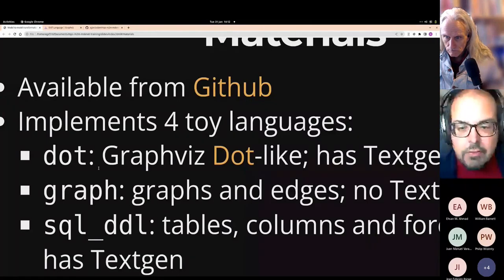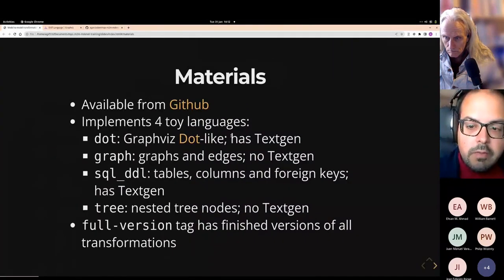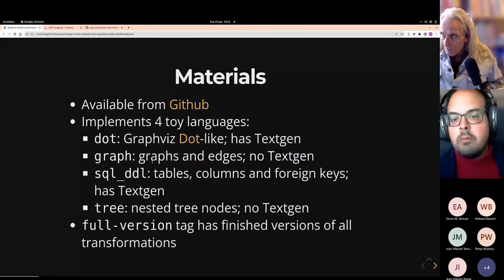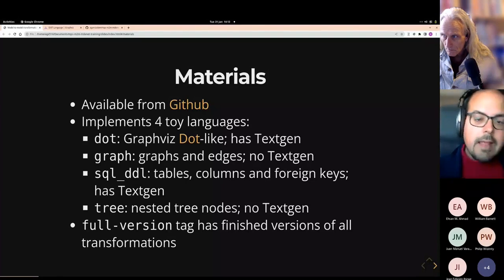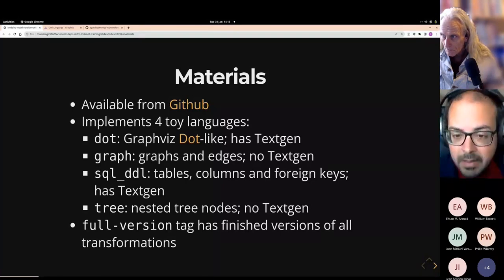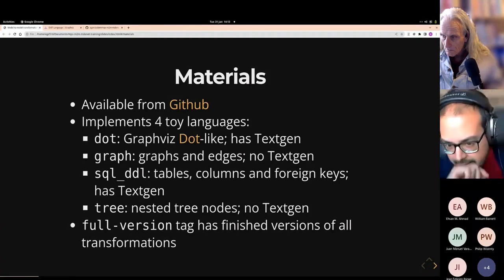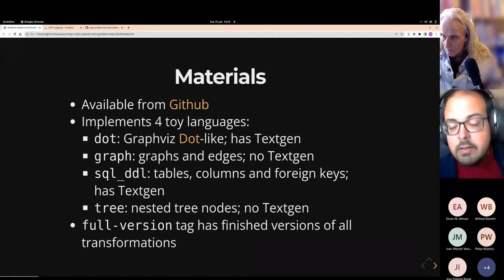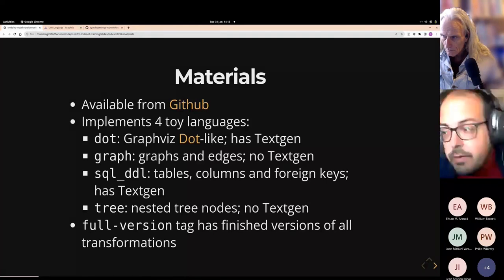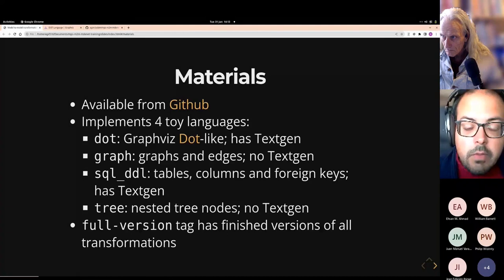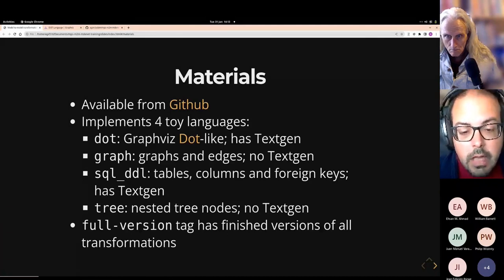It's a heavily simplified version of it, which has its own text generation component. There is a graph language that just has the concepts of graphs and edges, and it doesn't have any text gen. There's one language for describing the structure of a database with tables, columns, and foreign keys, and it has text generation. Not sure if we will be able to go through this one in the given time, but maybe we have some extra time that we can actually go through this one. And there's a tree language, which is just nested tree nodes, and there's no text gen.